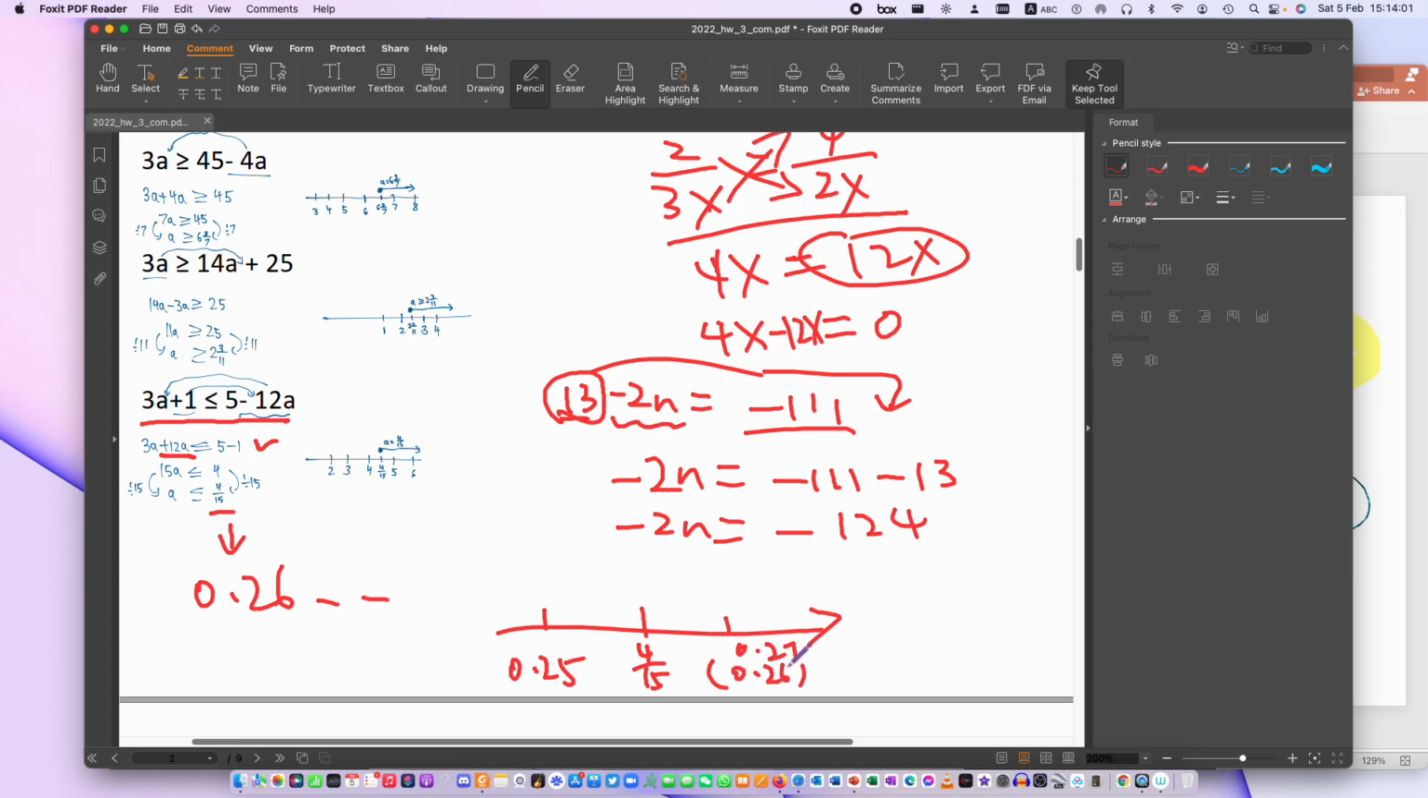So ask yourself, is this bigger or smaller? Oh, so okay. So this is what? Solid or not solid? Solid. Bigger or smaller? Smaller. Smaller, left or right? Left.